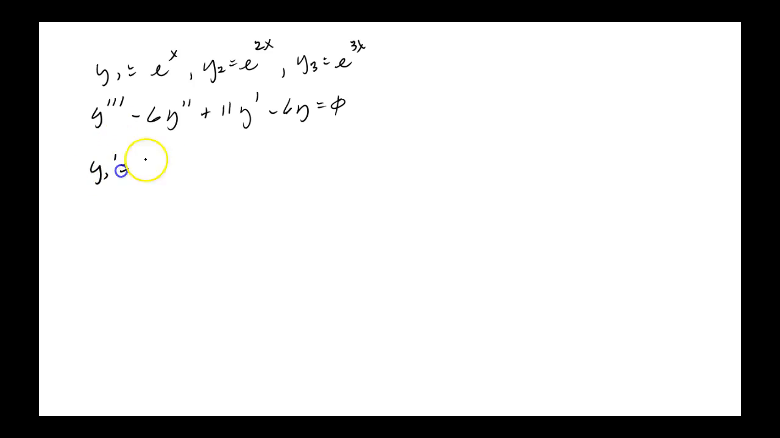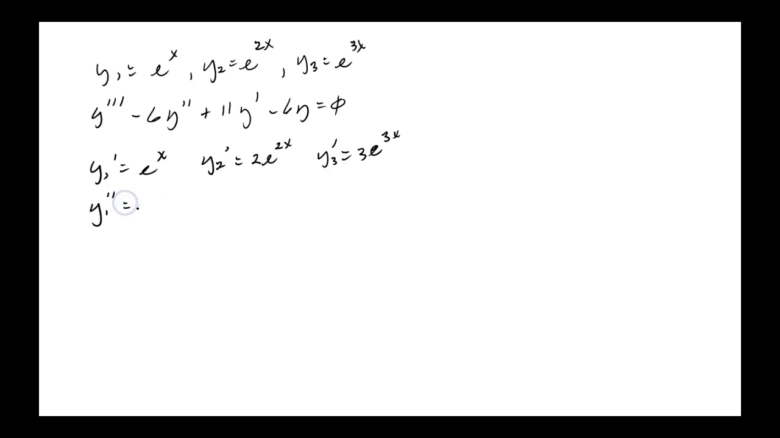y1 prime would be? e to the x. You got it. y2 prime would be? 2e to the 2x. y3 prime would be? 3e to the 3x. That was easy enough.